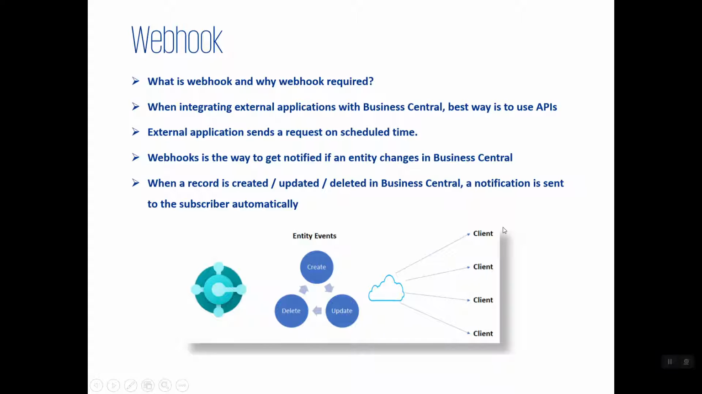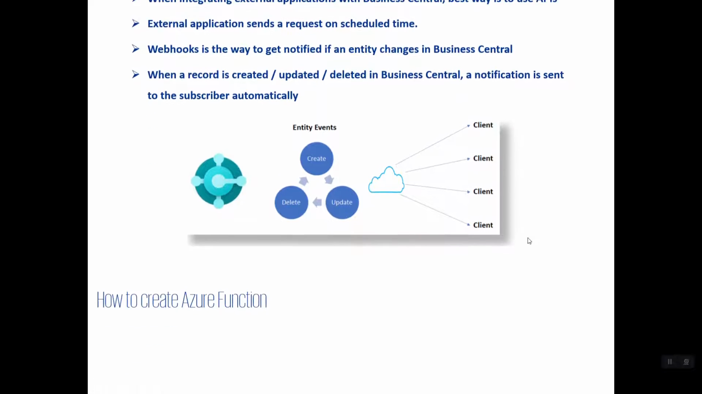So the basic thing is, between the external application and the Business Central, we have to make a handshake, which means that we have to send a subscription to Business Central. We will see how to do this in the next slides. First, we will see how to create an Azure function to test this.